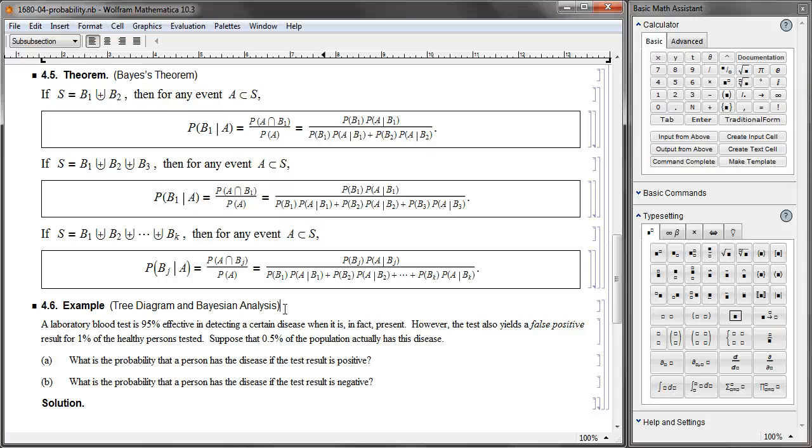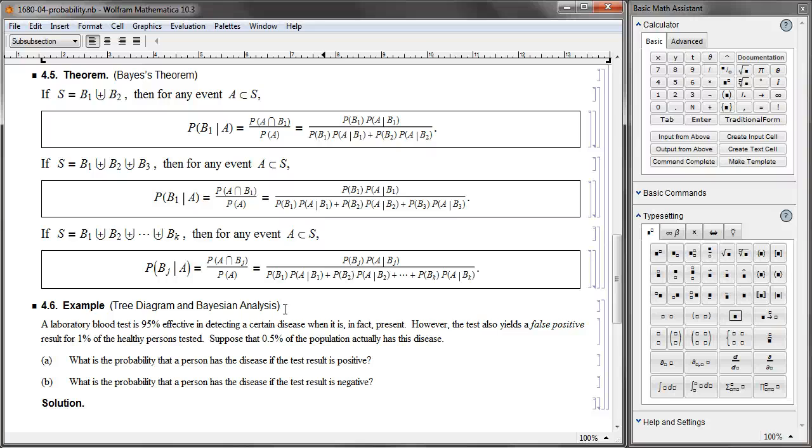A laboratory blood test is 95% effective in detecting a certain disease when it is in fact present. However, the test also yields a false positive result for 1% of the healthy persons tested. Suppose that 0.5% of the population actually has this disease. Problem A, what is the probability that a person has this disease if the test result is positive? Problem B, what is the probability that a person has the disease if the test result is negative?